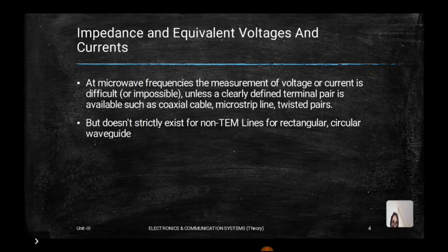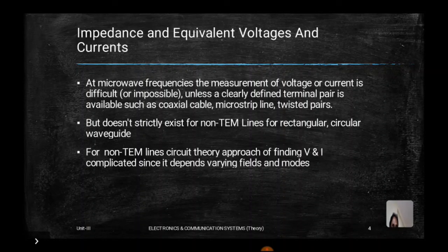For example, in rectangular and circular waveguides, I cannot apply this. The equivalent voltage and current cannot be found easily, because it is very complex. Going from field analysis concepts to circuit analysis for non-TEM lines is quite complex. So we don't usually find voltage and current for non-TEM lines. For waveguides, rectangular and circular, we don't find the equivalent voltage and current. Instead of that, we will use another technique to find the node voltage and node impedance.